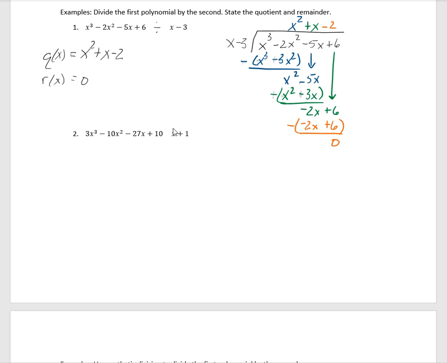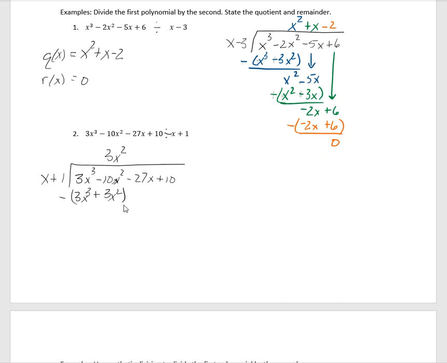Here we go. All right, so we're dividing 3x cubed minus 10x squared minus 27x plus 10 by x plus 1. So, what do I multiply x by to get 3x cubed? That'll be a 3x squared. When I multiply, I get 3x cubed plus 3x squared.